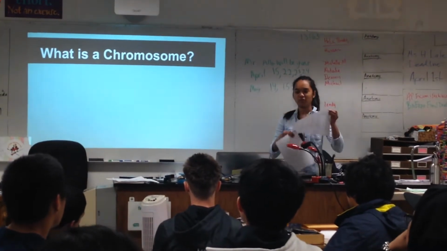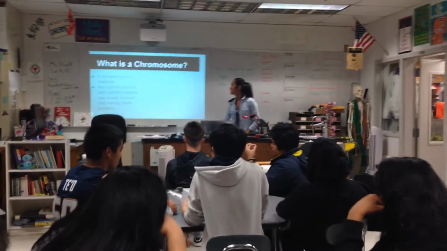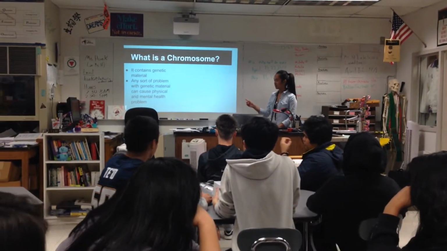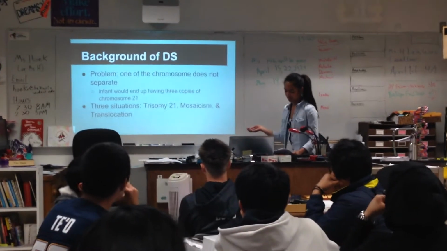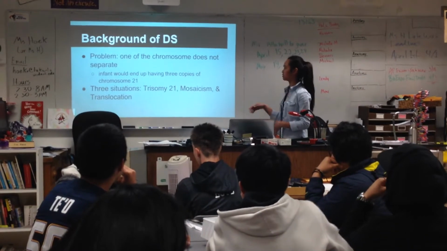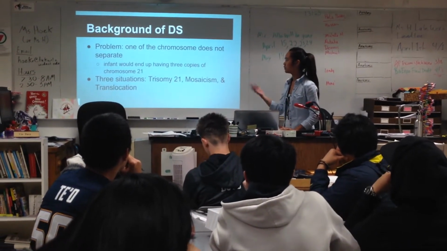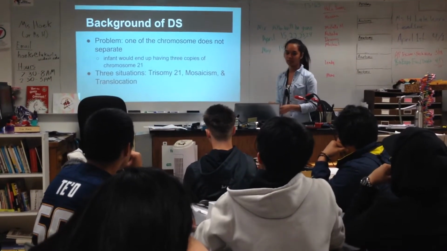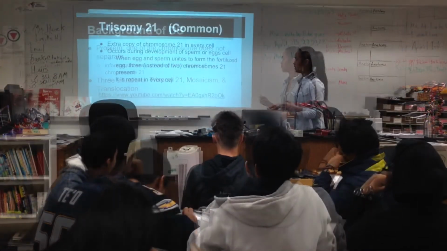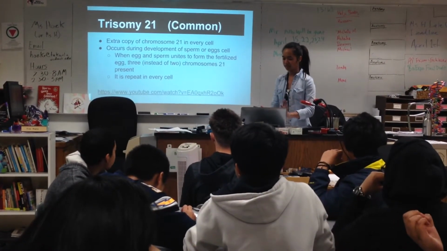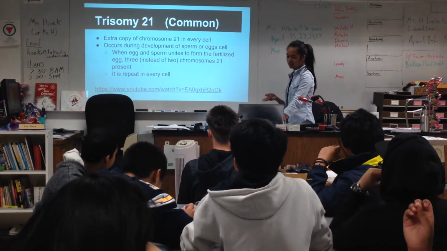Does anyone know what a chromosome is? It contains genetic material. You get one from your dad and one from your mom. Down syndrome occurs because one chromosome does not separate, so an infant will end up having 3 copies of chromosome 21 instead of 2. I have a little video that would explain what trisomy 21 is.